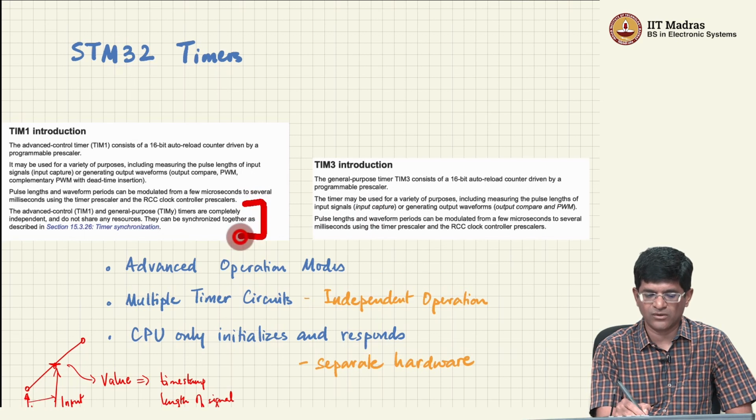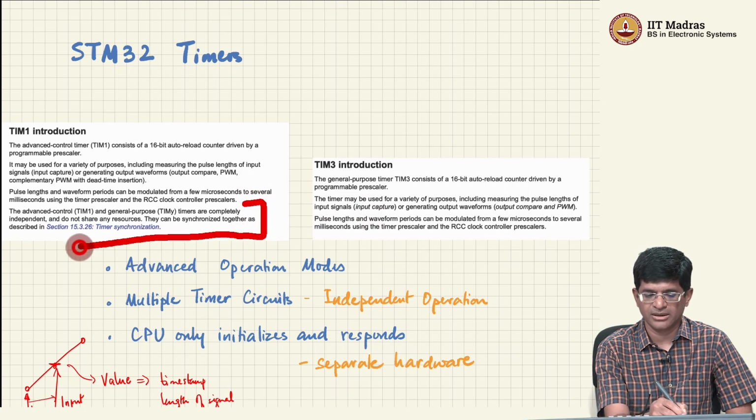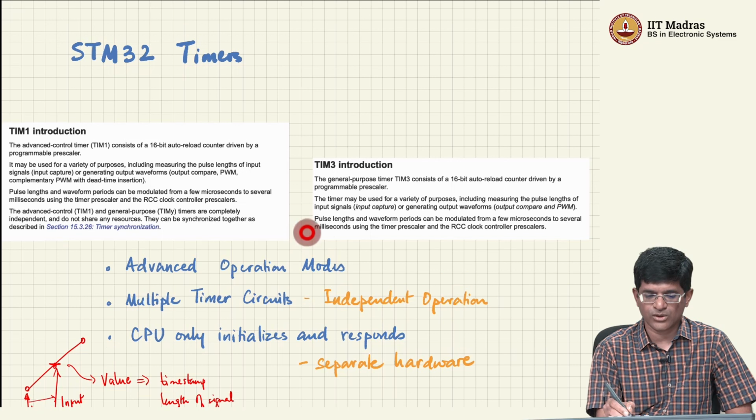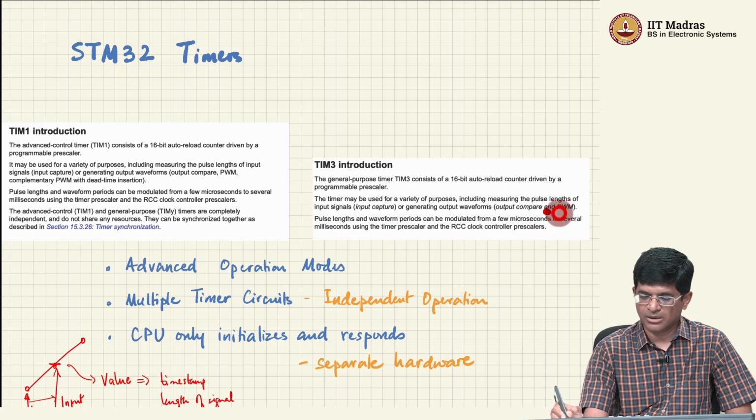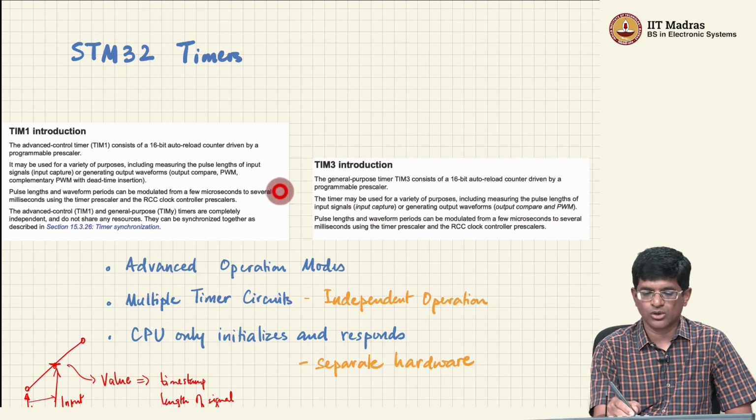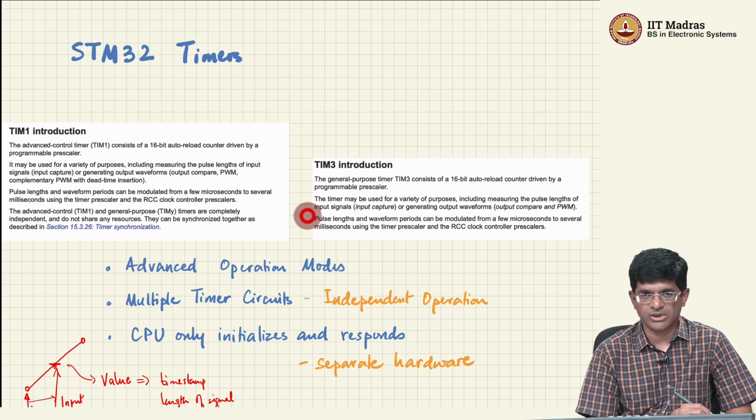If you look at it, the advanced functionality over here is actually given in TIM1, whereas over here TIM3 is what they call a general purpose timer, right? It does not have some of the advanced functionalities that are present in this, although you will see that things like the PWM, input capture and so on are basically common to both the timers, right?